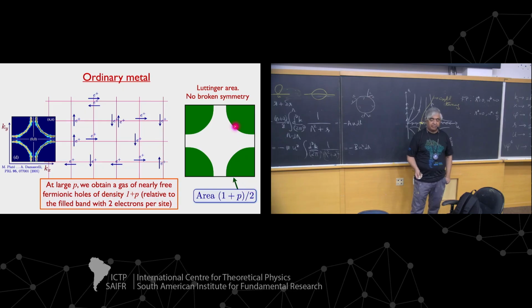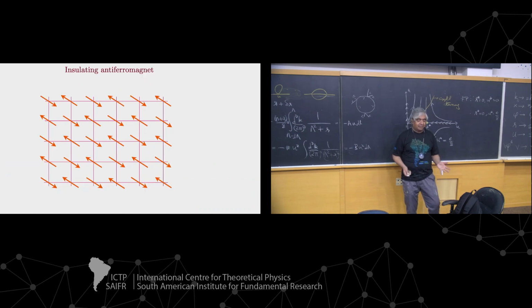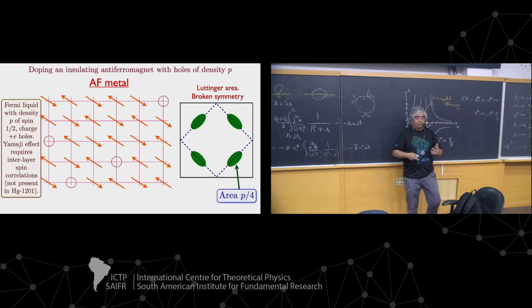So at each momentum, you have spin up and spin down, so a factor of 2 for spin gives you area 1 plus P over 2. The density is 1 plus P. Okay, this is the antiferromagnet, where the area is nothing. It's an insulator, there's a gap in the fermion spectrum. Now you put in a few holes.